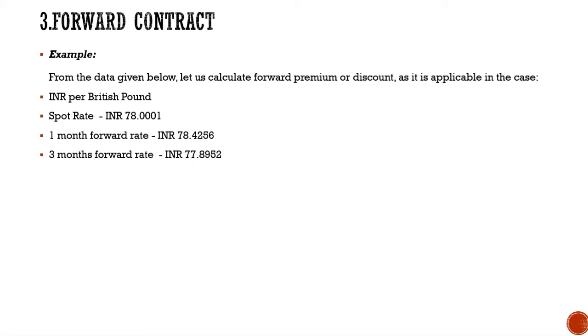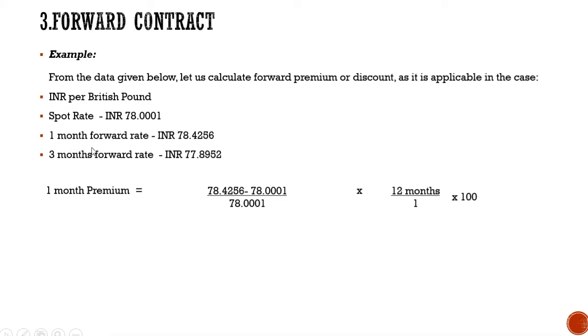Now the very first rule, in order to find whether it is at a premium or a discount, we have to compare the spot rate and the forward rate. So let us first compare the spot rate, which is 78.0001, with the 1 month forward rate. When you compare it, we come to know that the forward rate is more than the spot rate. Now as per the rule, when your forward rate is more than your spot rate, then we will have a forward premium. Now how to calculate that?